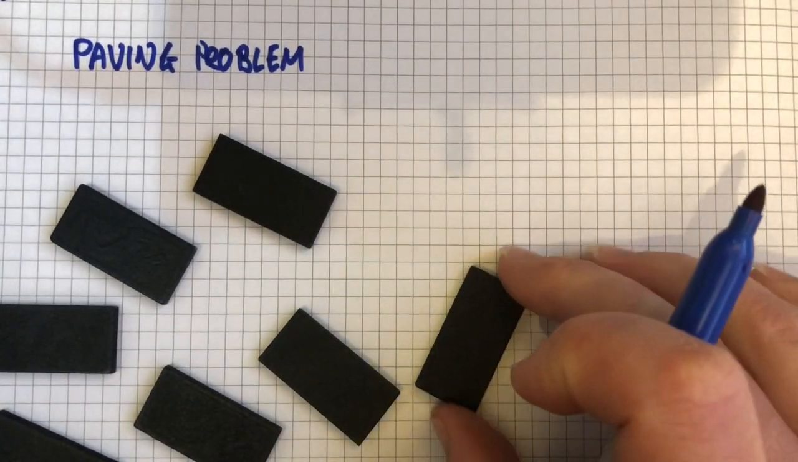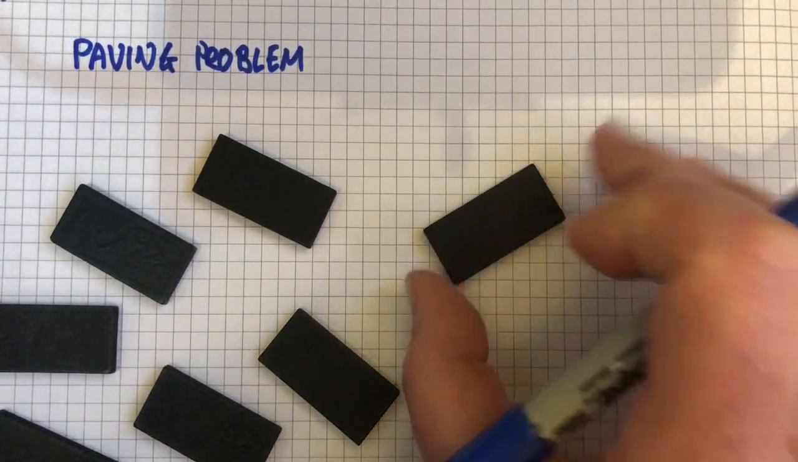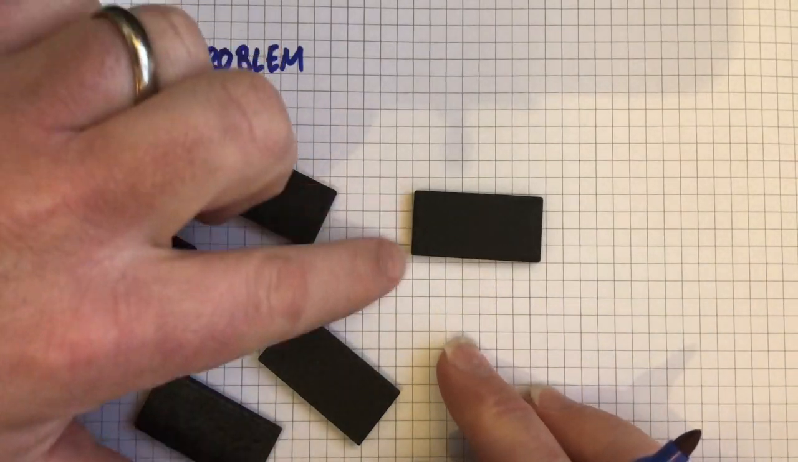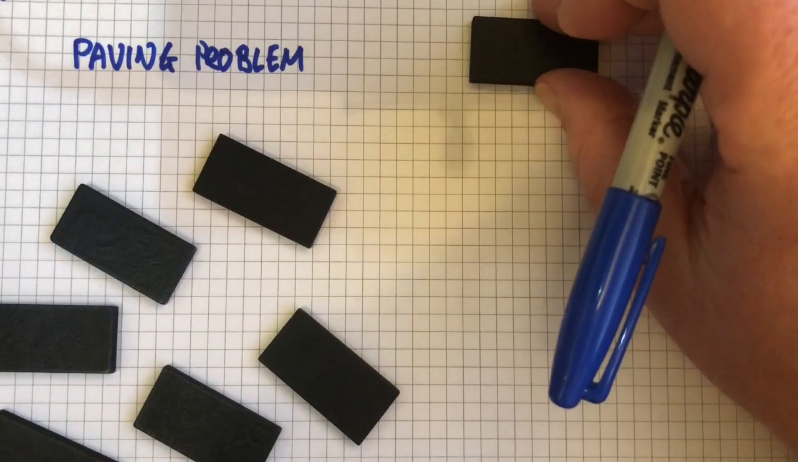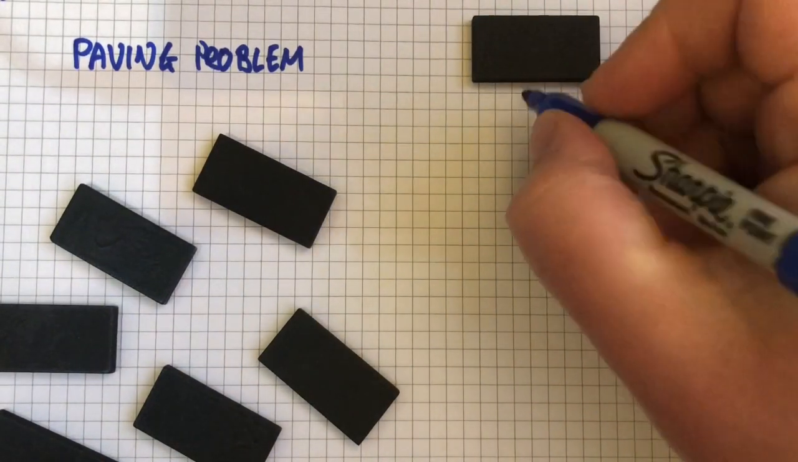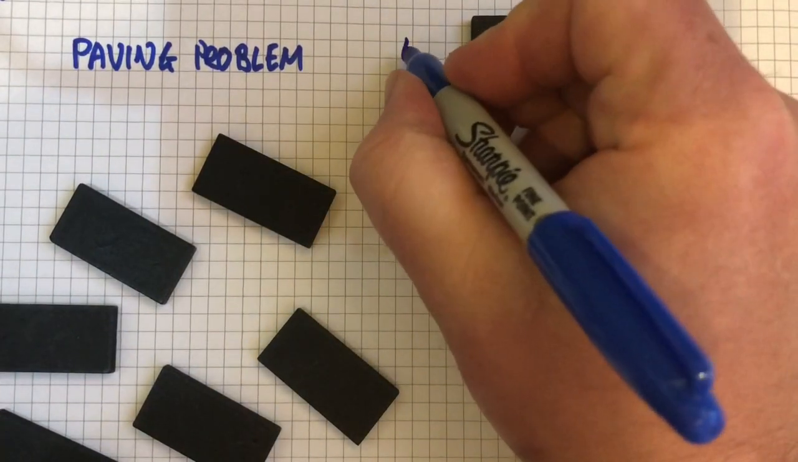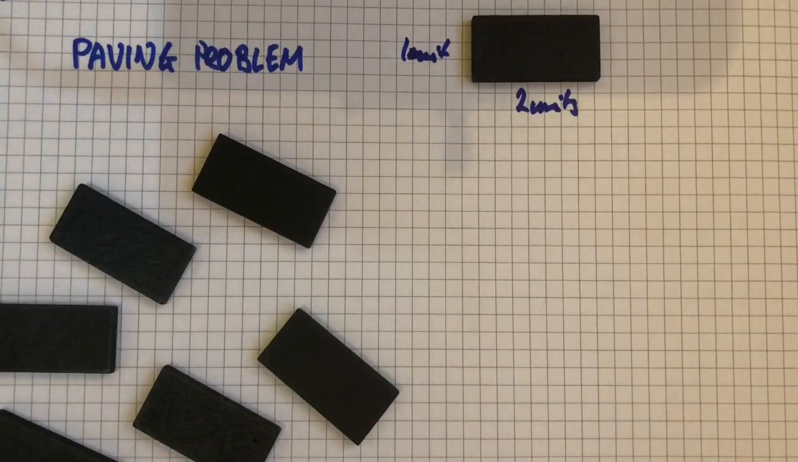And in order to do this, I've got some dominoes here and I'm using these. And the great thing about dominoes is that they are twice as wide as they are tall. Okay, so I'm going to use this fact. So for this problem, I'm going to say that this is 2 units and this is 1 unit. Now, I'm going to do this to simulate making paths.